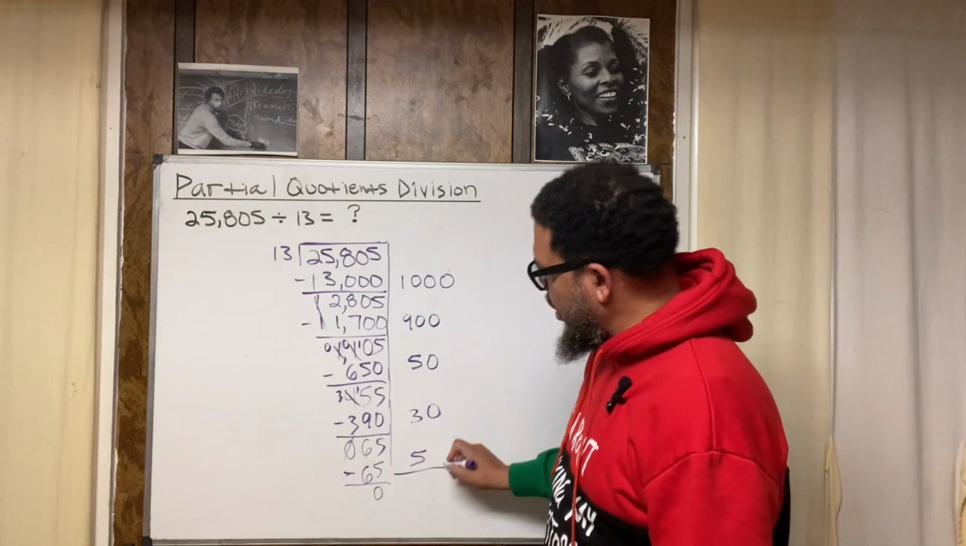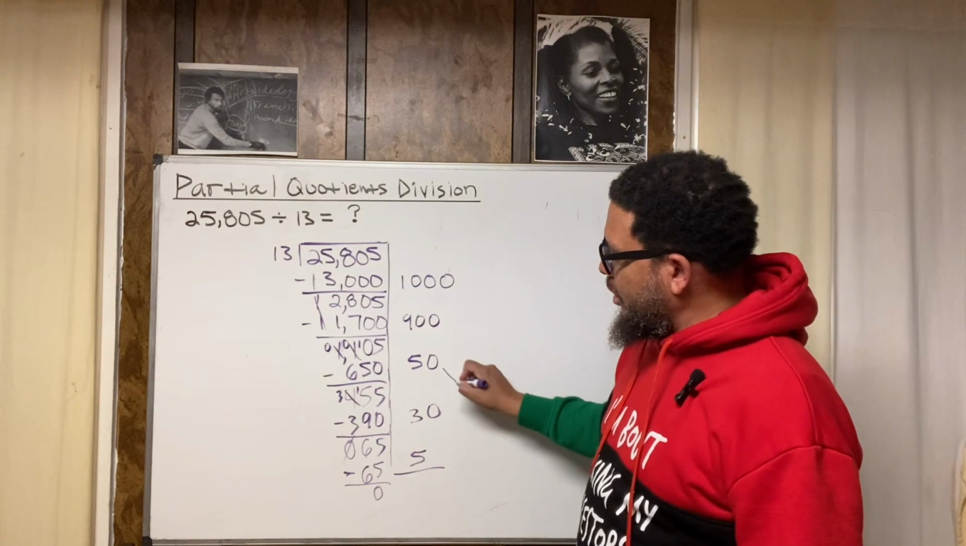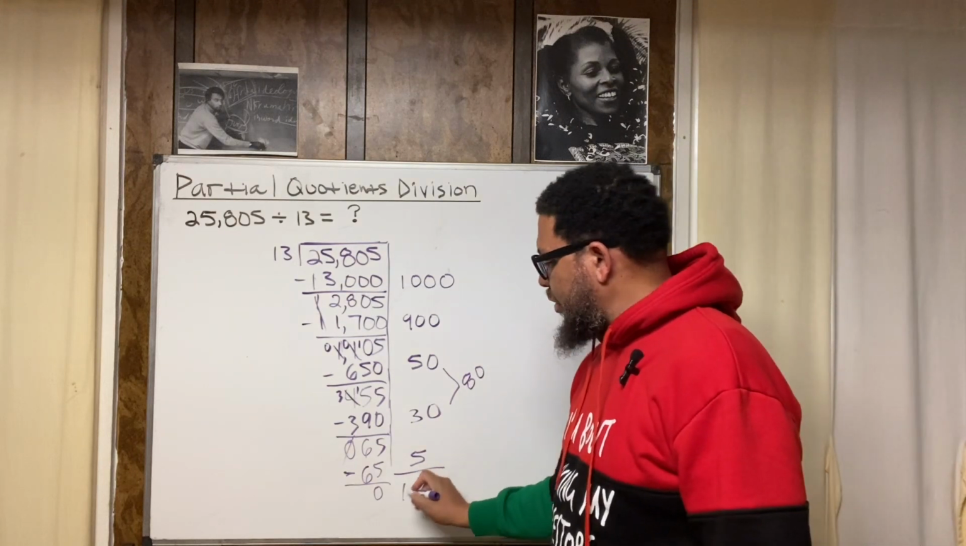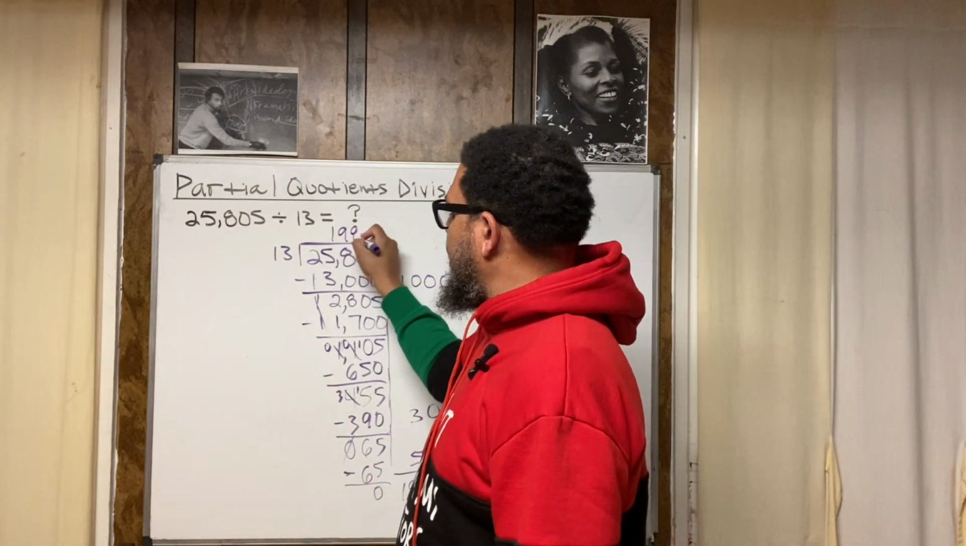Now what happens when we add them all up? 1,000 plus 900 is 1,900. 50 plus 30 is 80. 1,900 plus 80 is 1,980. Plus 5, 1,985 is our quotient. We would write that up here.